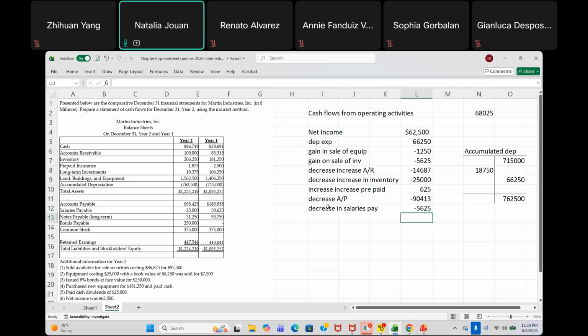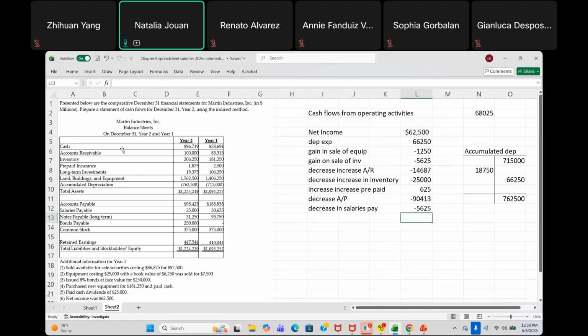Another decrease. Okay, liability goes down, cash goes down. Asset goes down, cash goes up. In this case, asset goes down. Okay, in this case, asset goes up, cash goes down. Asset goes up, cash goes down. Asset, in this case, asset goes up, cash goes down. Okay, but in this case, we're increasing prepaid.